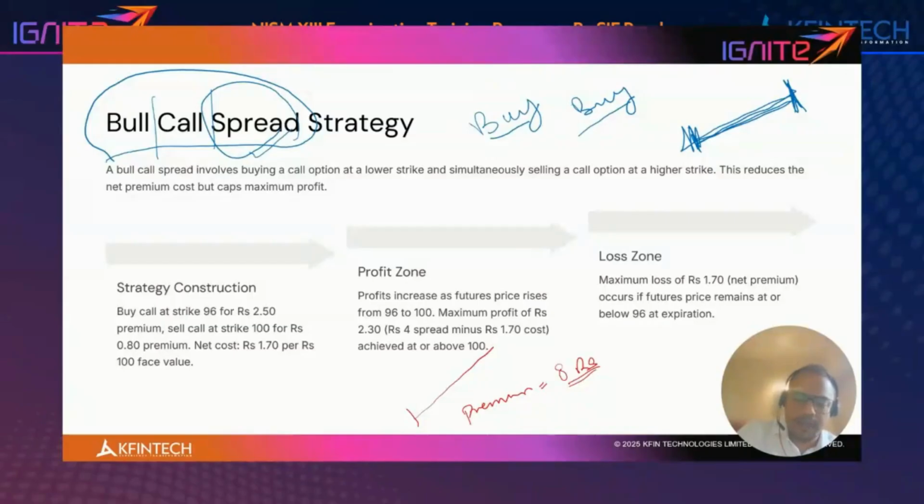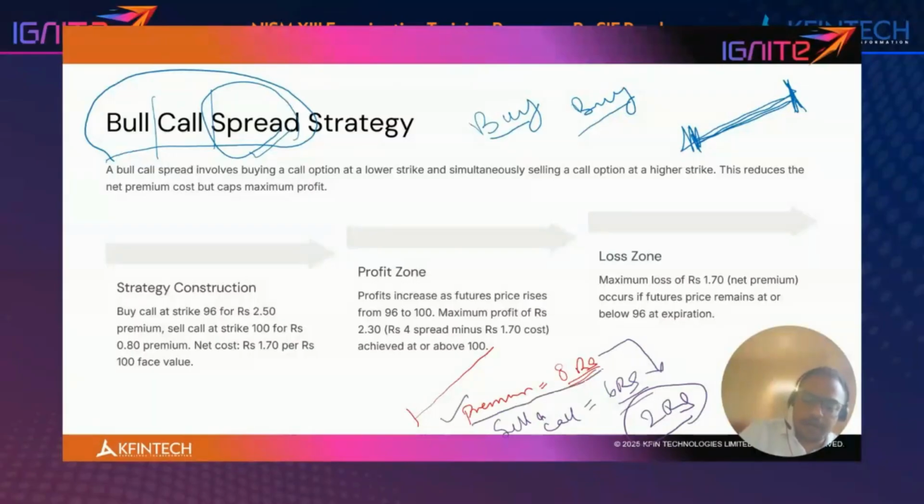So might as well, I will sell a call and earn 6 rupees premium, so that I'm still bullish, but my outflow is only 2 rupees. Because here I will be paying the premium of 8 rupees by buying a call, and here I will sell a higher call at 6 rupees. So my total premium is only 2 rupees. So I'm still bullish at a lower cost. So that's what is written over here.